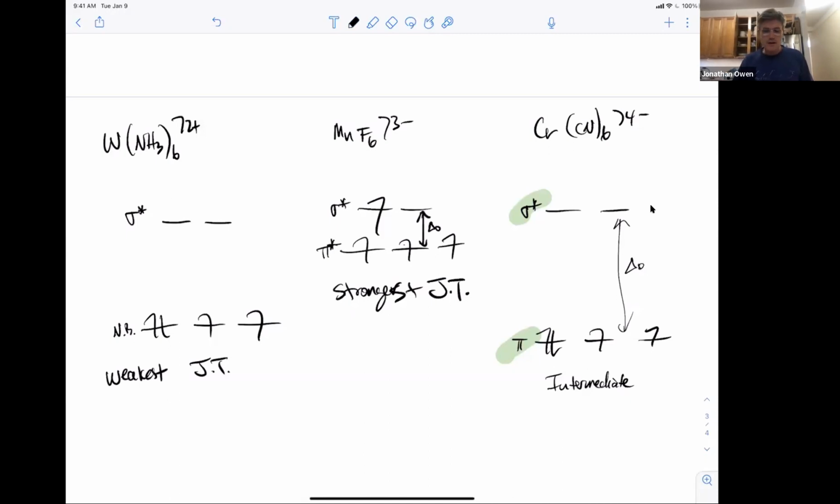Now it's pi star. So when you push the ligand onto the metal, you've got the lone pair pushing toward the sigma orbital, and you've got the lone pair pushing toward the pi orbital. And those both push the orbitals up. Whereas with cyanide, one gets dropped and the other goes up. So pushing cyanide splits them more like this. Pushing fluoride splits them like this, or pushes them together. And that gives you a smaller delta O.